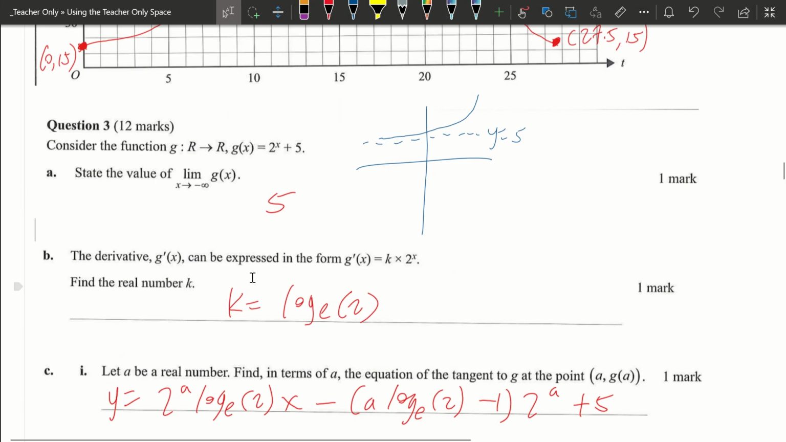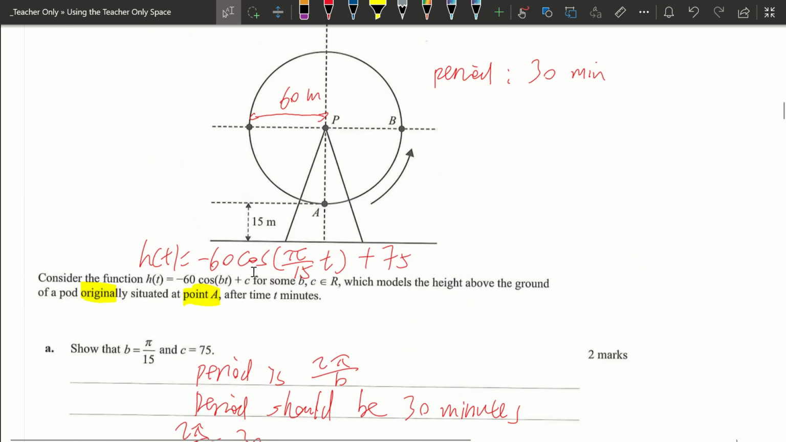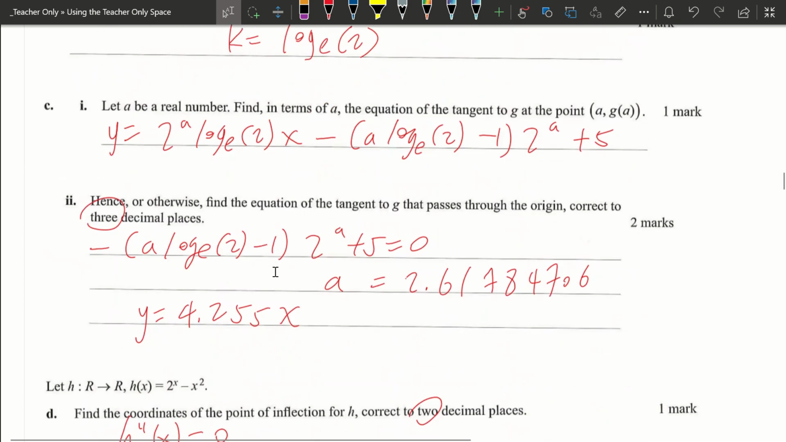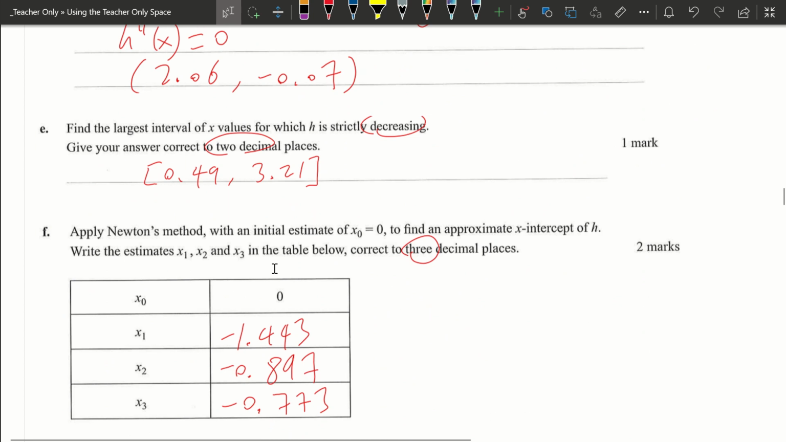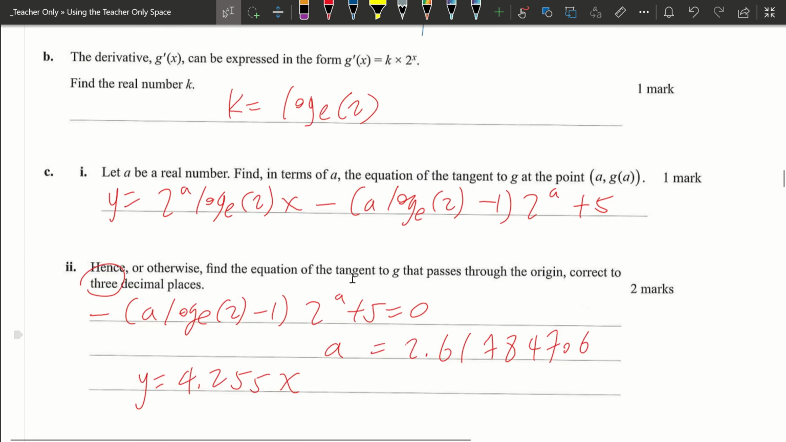Hence or otherwise, let me actually go back. I do want to comment on something that I saw here. See this question, where it is. This question says, hence or otherwise, find the equation of the tangent to g that passes through the origin correct to 3 decimal places. If you couldn't do C1, it's very difficult to do C2. VCAA tells you so, hence, it does say or otherwise, but I'm not sure any other way is easy. Any other way will be very difficult, I imagine.